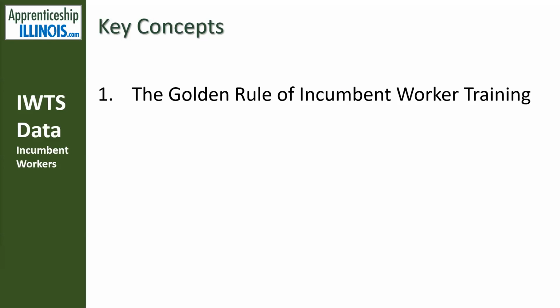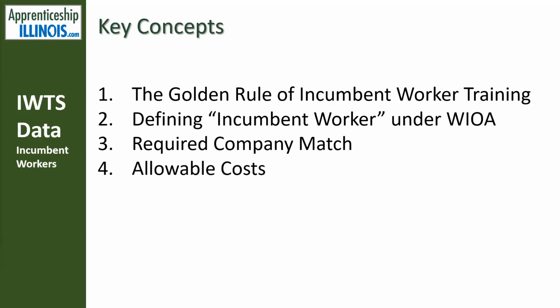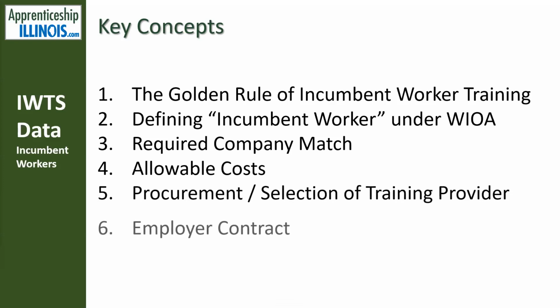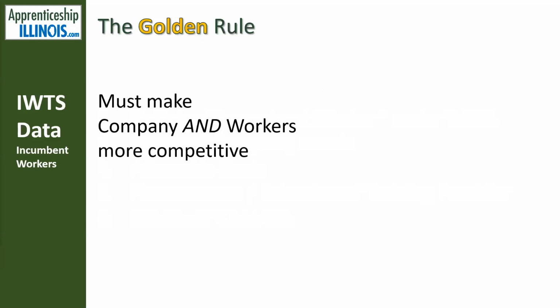Okay, so we're going to cover, and Dee, you can click through these real quickly, the rest of the slide, there's 6 or 7. We're going to cover the golden rule of incumbent worker training, how it's defined under the Workforce Innovation and Opportunity Act, the details on company match, costs that are allowable, how you select the training provider and the contract with the company, and how we handle payment, and that's it.